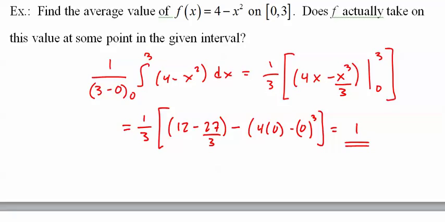What does that mean? Well, let's do a quick graph here. Negative x squared plus 4 looks something like this. From 0 to 3 it actually goes well below the line. So we're looking at this area and this area, and the average of this whole area is at 1, right about there. And we can find that point where it hits. We'll do that in a minute.